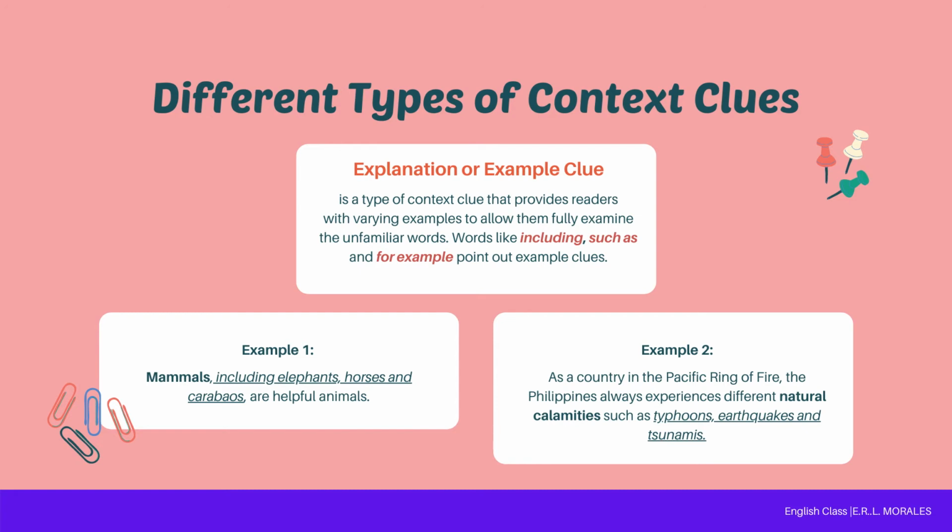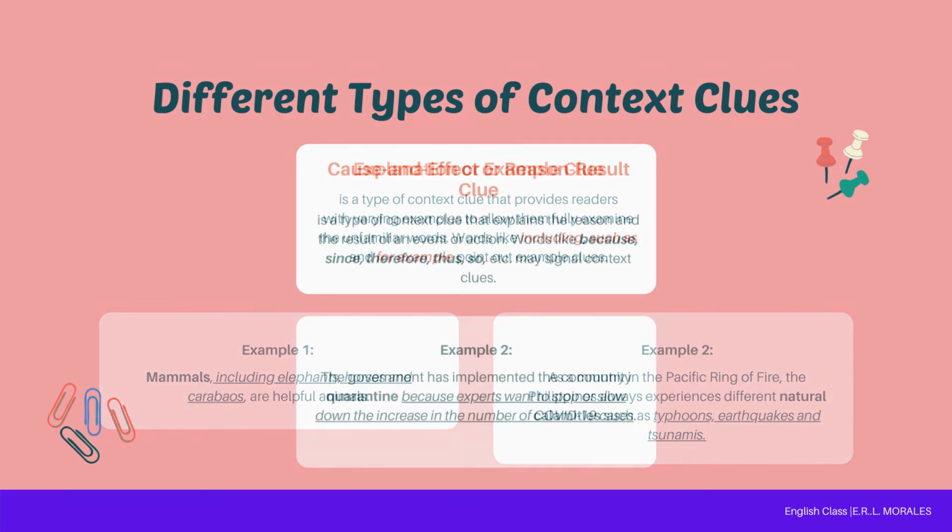Next, example number 2. As a country in the Pacific Ring of Fire, the Philippines always experiences different natural calamities such as typhoons, earthquakes, and tsunamis. So, example number 2 is also an example clue because typhoons, earthquakes, and tsunamis are examples of natural calamities.